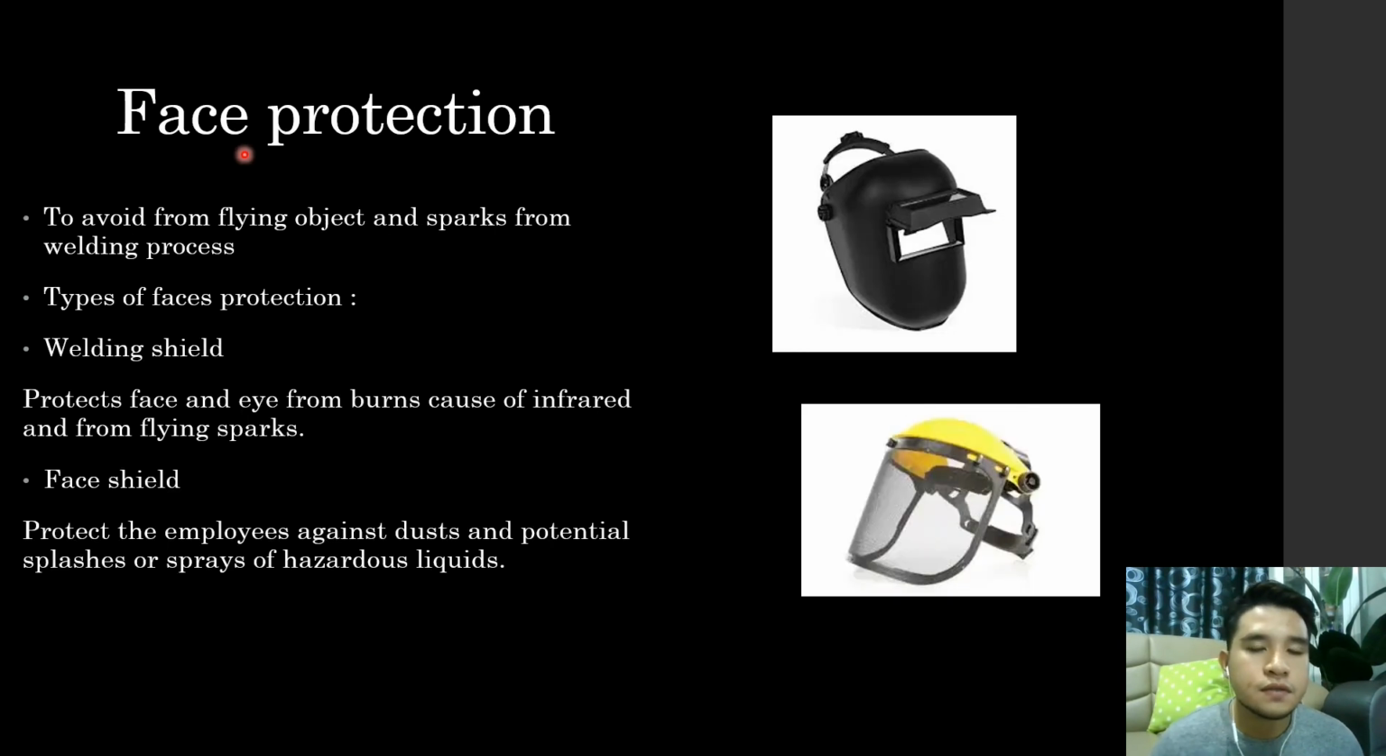And this is the last segment of PPE, which is face protection. Face protection is used to avoid flying objects and sparks from the welding process. And the types of face protection are welding shield and face shield. For welding shield, it protects face and eyes from burns caused by infrared and from flying sparks, and face shield protects the employees against dust and potential splashes or sprays of hazardous liquid. And this is the picture of welding shield, and this is the picture of face shield.